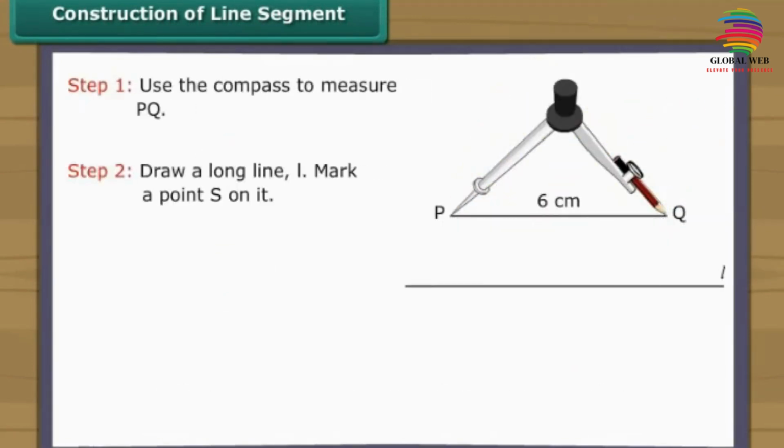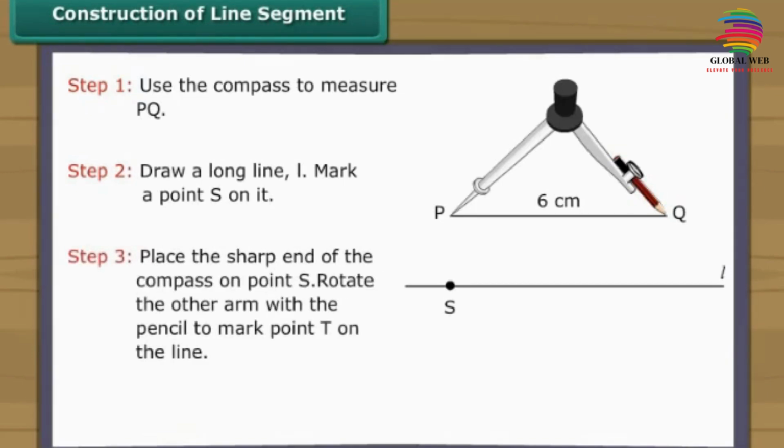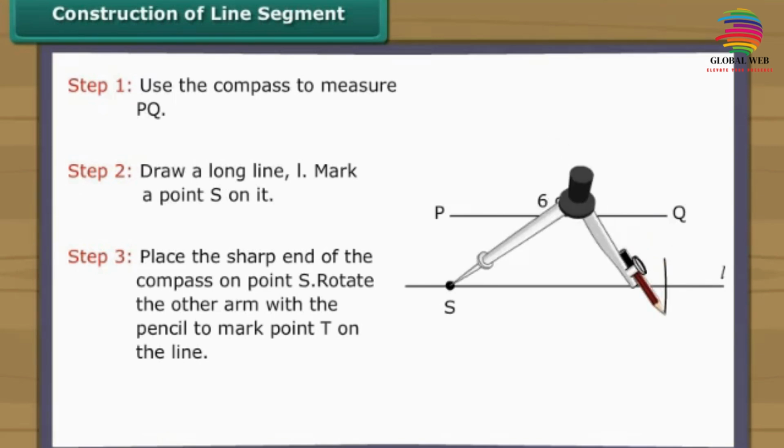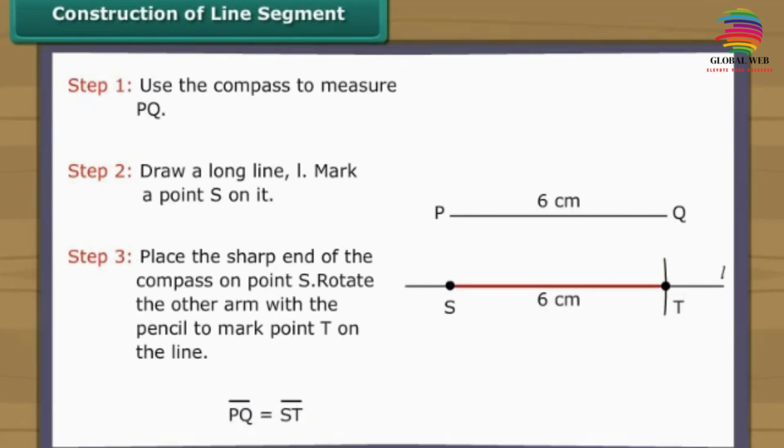Draw a long line L. Mark a point S on it. Place the sharp end of the compass on point S. Rotate the other arm with the pencil to mark point T on the same line. We have a line segment ST which is a copy of the line segment PQ.